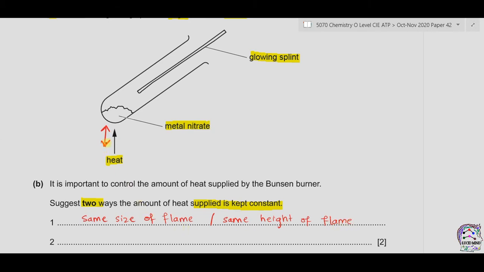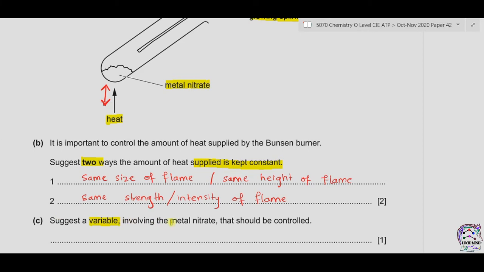Second is the intensity or the heat that is supplied by the flame, so we can write same strength or same intensity of flame. You can also write that the amount of gas supplied should be the same for each flame.